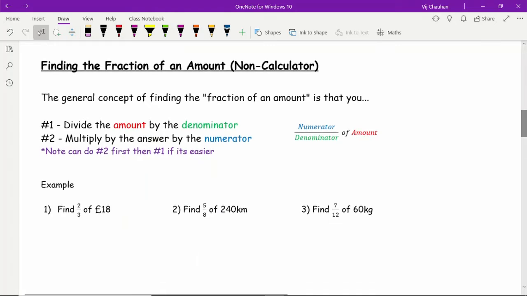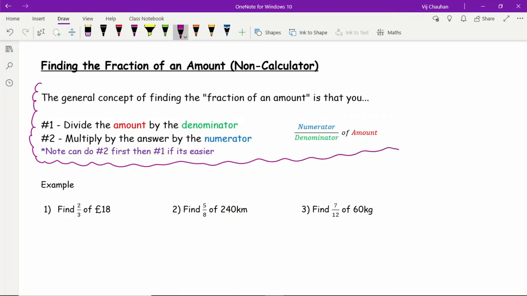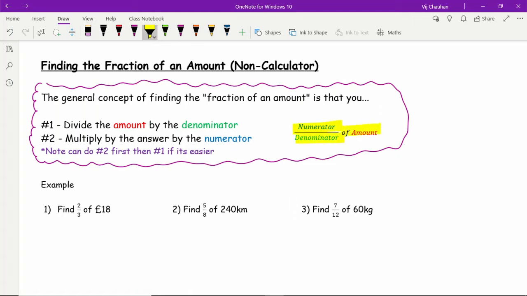So this is where you actually want to find the physical amount. Now the general concept, and again this is something that I would definitely copy up in your notes, is these 2 steps. Generally speaking, a question will usually be written with a fraction and it says of an amount, and it's usually set in this format that you can see. I'm just going to highlight on the screen here. So you've got a fraction, a numerator, denominator, and an actual amount.